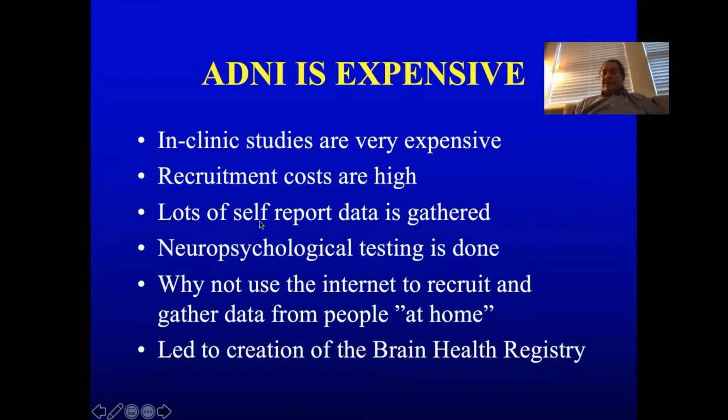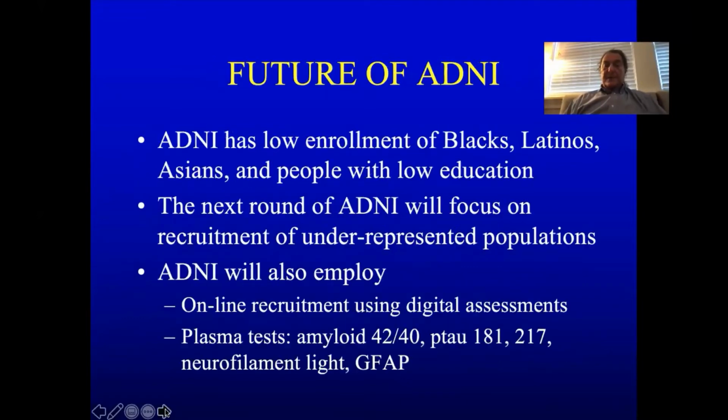Recruitment costs are high. There's lots of self-report data gathered. A lot of neuropsychological testing is done. Why not use the internet to recruit and gather data from people at home? And this led to the creation of a separate project called the Brain Health Registry. I'm not going to talk about that more today, but I think especially with COVID, everybody's come to realize that remote testing and assessment of people at home using Zoom, using the phone, and using online assessment tools is scalable, it's effective, and it's going to become more and more important for clinical trials and also for routine diagnosis.